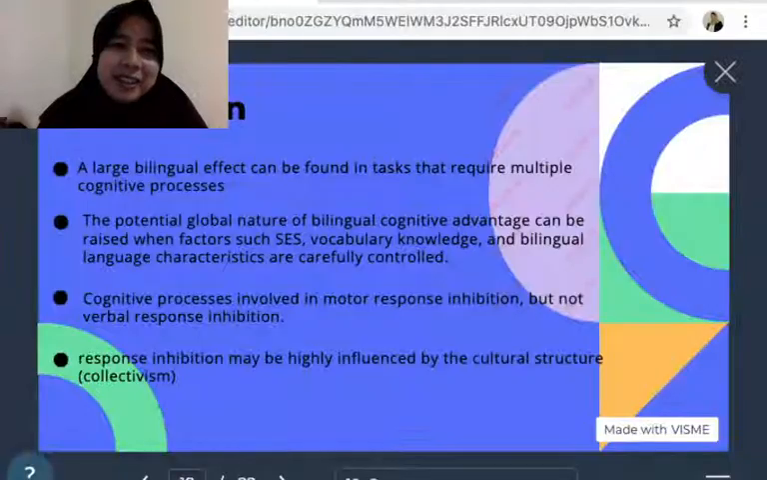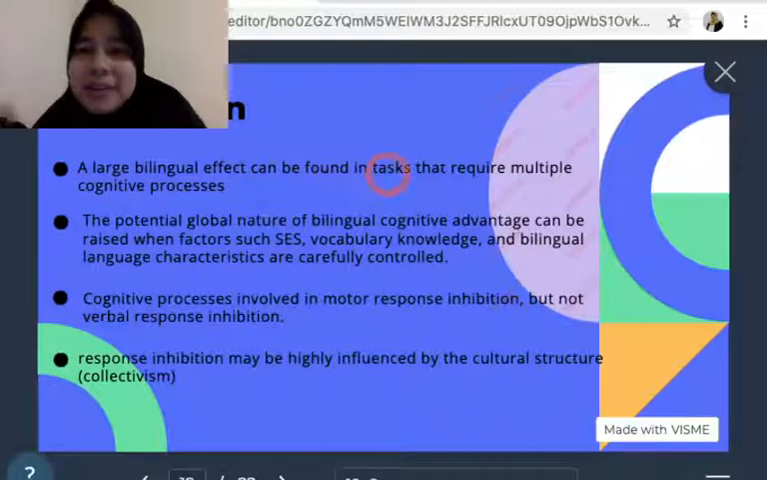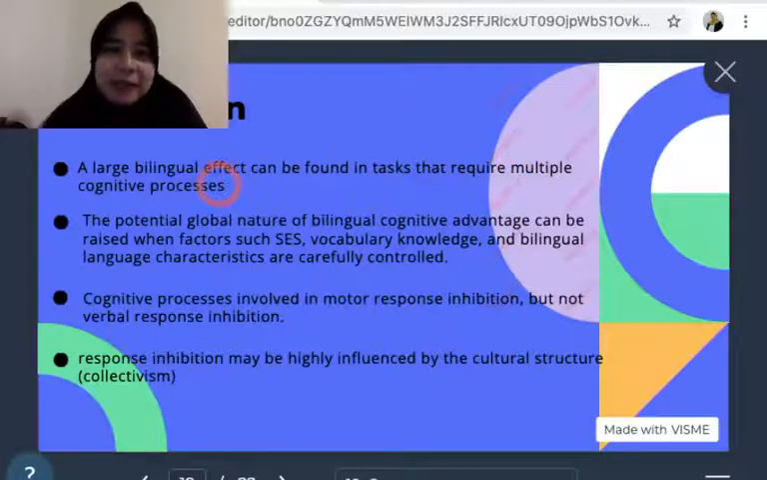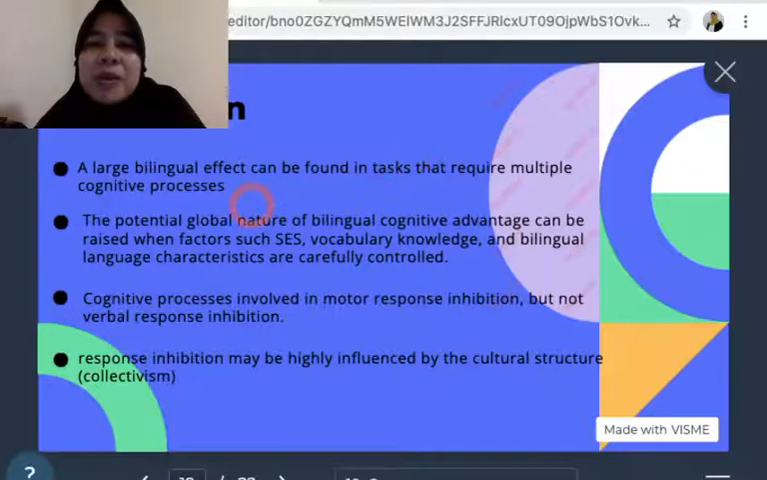We are coming to the end of this presentation. A large bilingual effect can be found in tasks that require multiple cognitive processes. So actually, the research supports the bilingual advantage hypothesis, but only in multiple cognitive processes. Because there are several cognitive processes, not only multiple but also single ones, and the bilingual advantage hypothesis is supported in multiple cognitive processes.